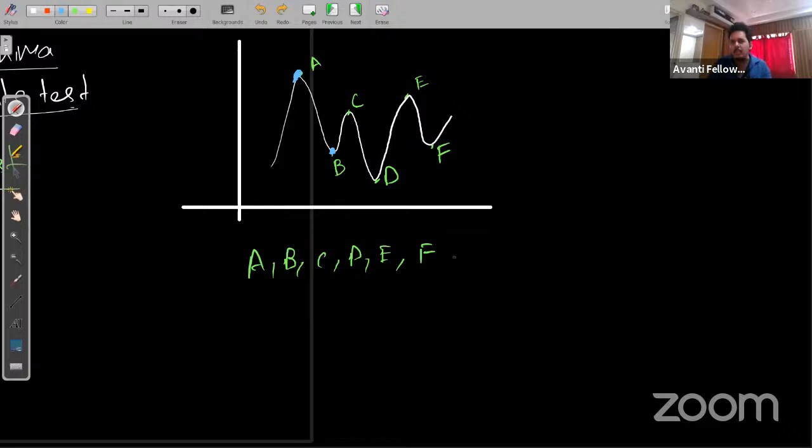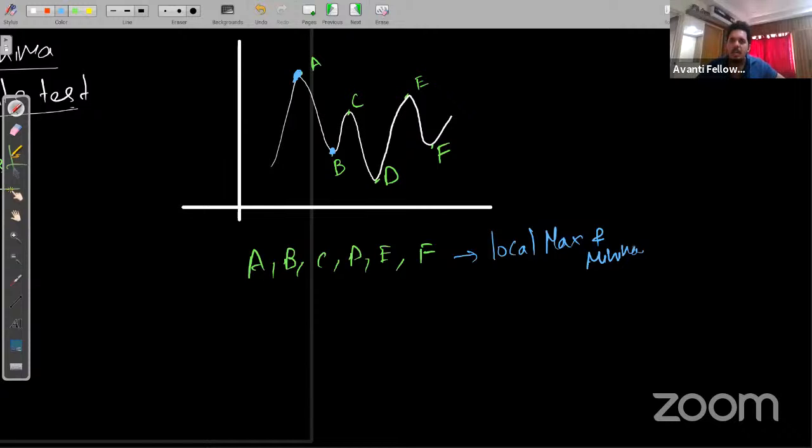I'm just trying to help you understand. First of all, what is the local maximum, local minimum? That is what I'm trying to explain to you: local maxima and minima. Guys, come on, tell me. Is it okay? Clear, na?